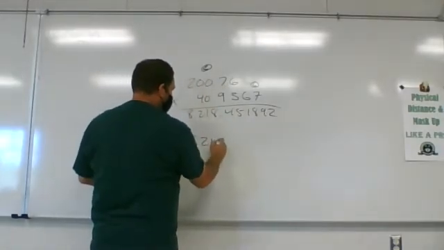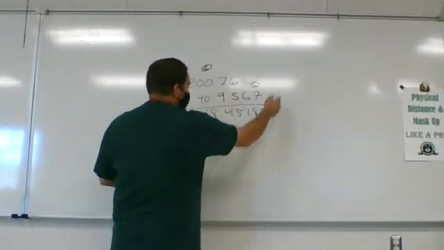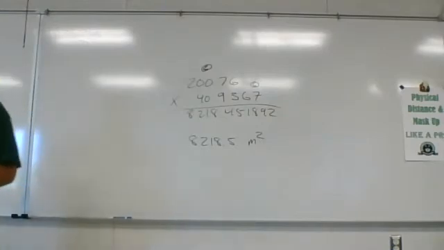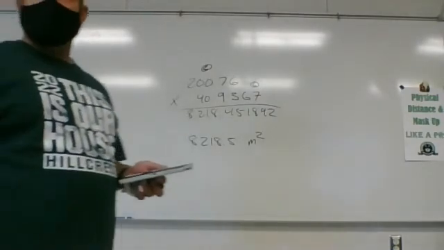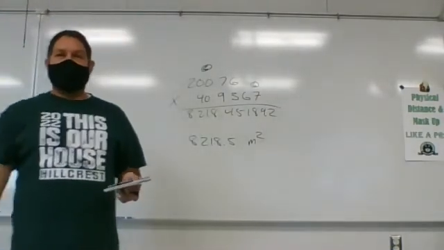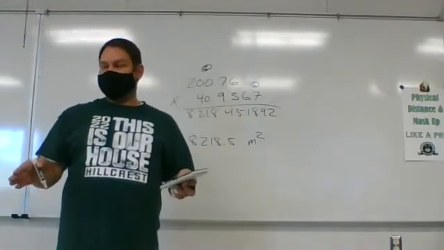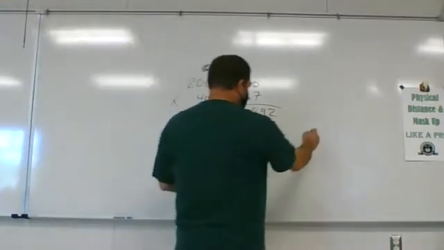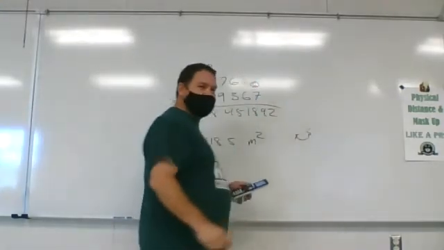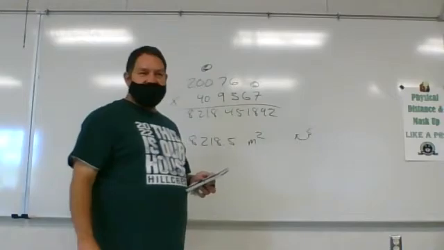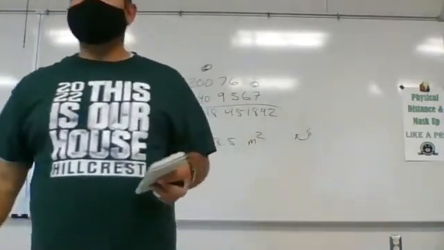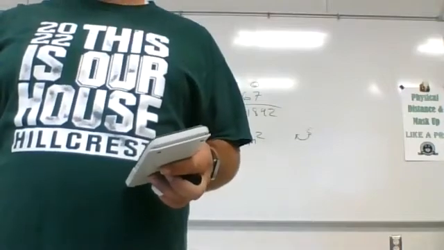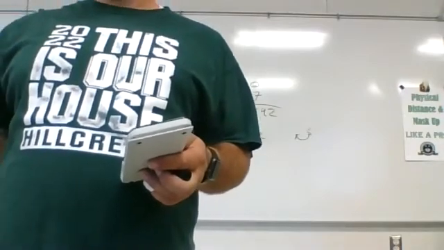So 8218.5, whatever our unit is, we'll say it's meters squared. And there we go. You always round up on 5. For this class, there's different ways to round, right? For this class, for AP, they're good. If you're at a 5, you're going to round up. If you're below a 5, just keep it. We're keeping a very simple rounding system. AP is good with that. Good?